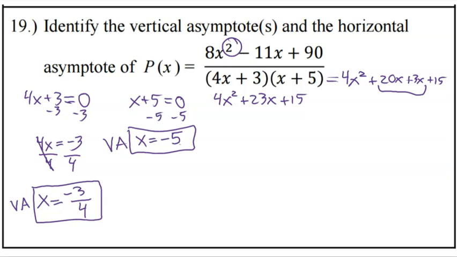Okay, and what we're going to do now is compare the degree of the numerator, which is 2, to the degree of the denominator, which is 2. If the degree of the numerator is smaller than the degree of the denominator, then the horizontal asymptote would just be y equals 0. But that's not the case here.